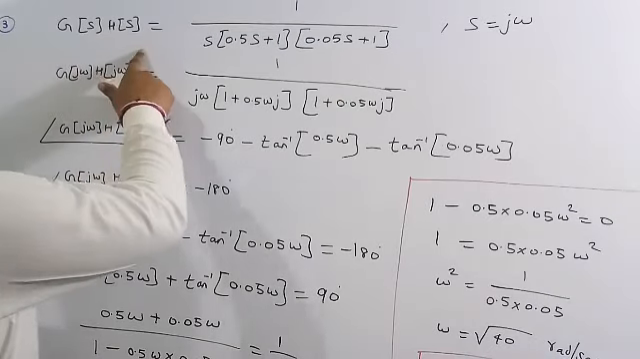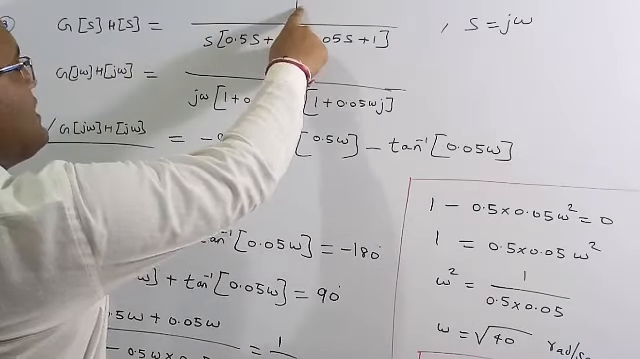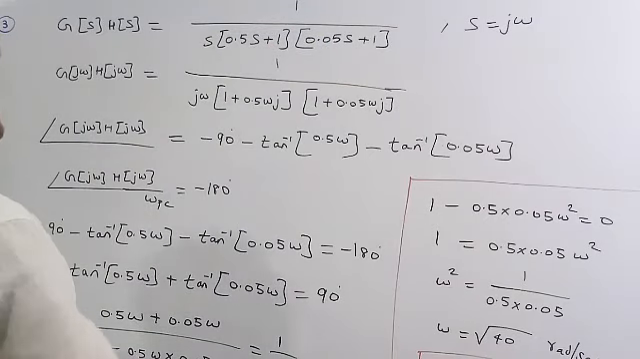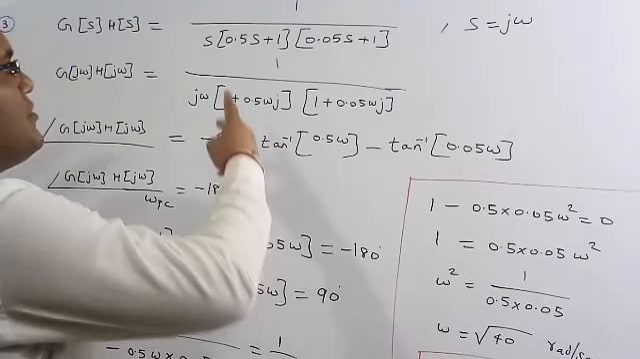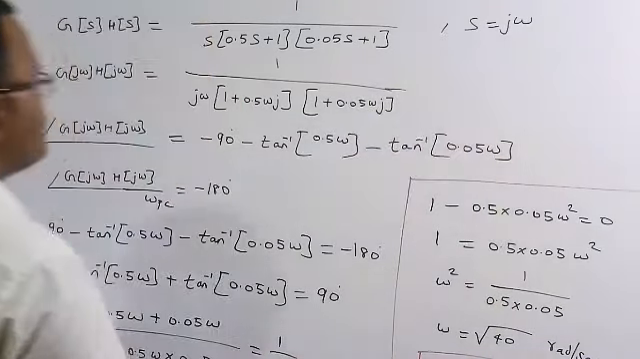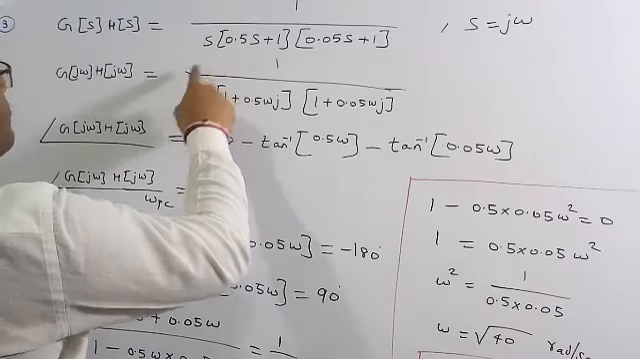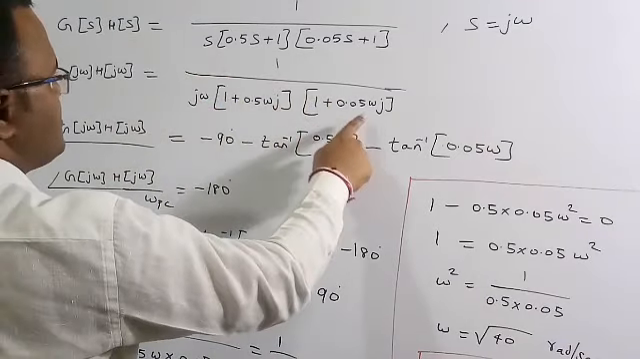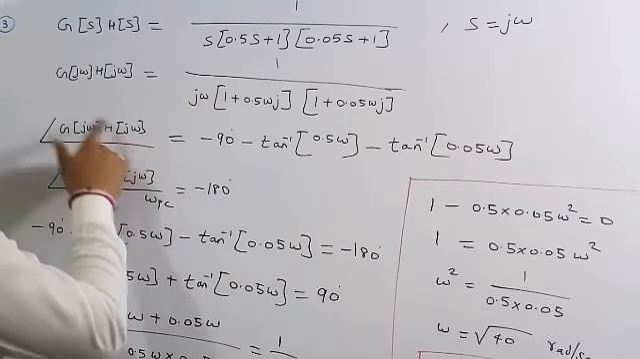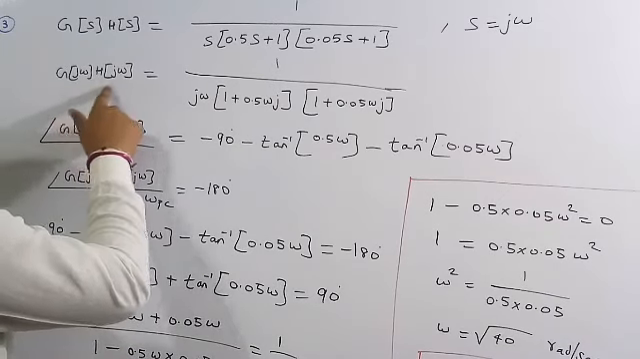So g of s, h of s, which is given in the question. Here they have given k, but again they have given k is equal to 1, so I kept k is equal to 1 in this expression. Now what I am going to do is put s is equal to j omega. After substituting in place of s, I keep all the j omega terms. Then I am going to find only the angle part of g of j omega, h of j omega.